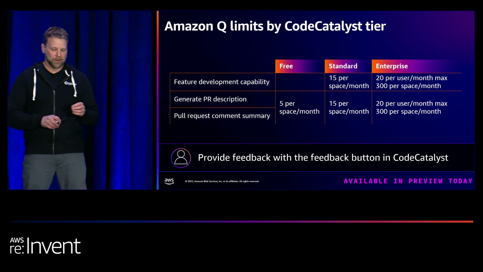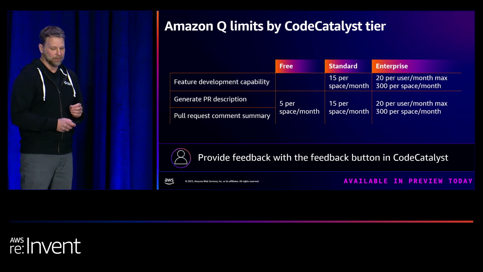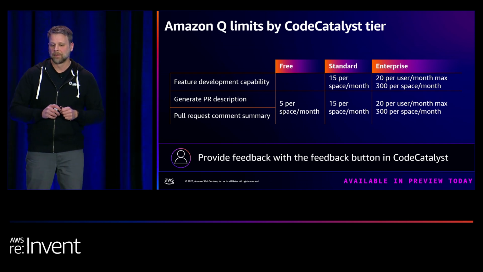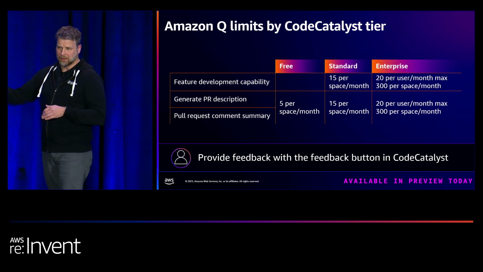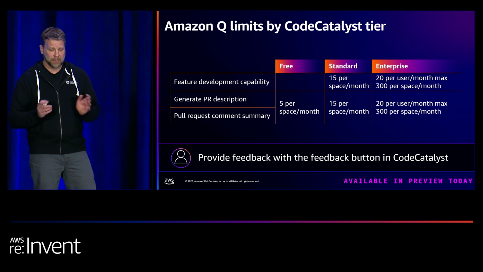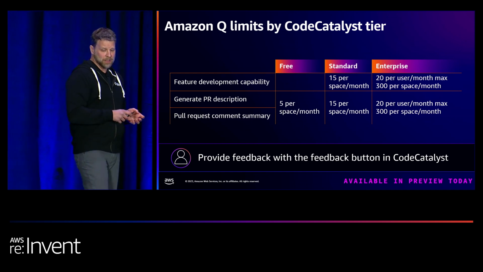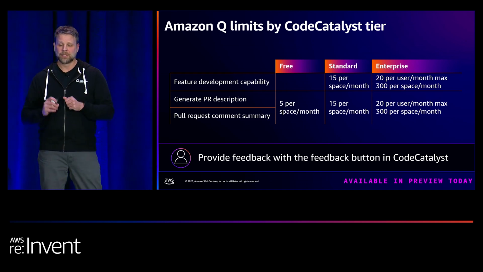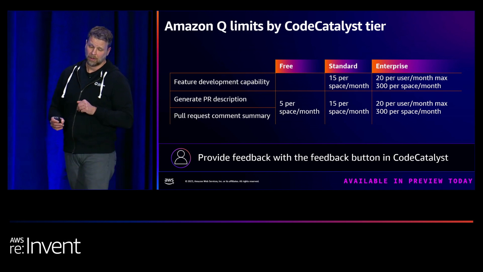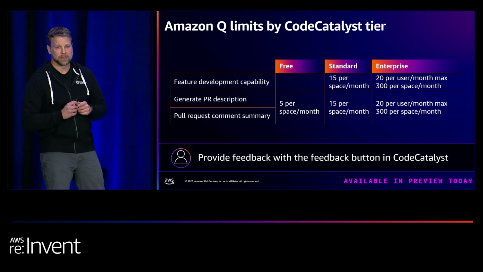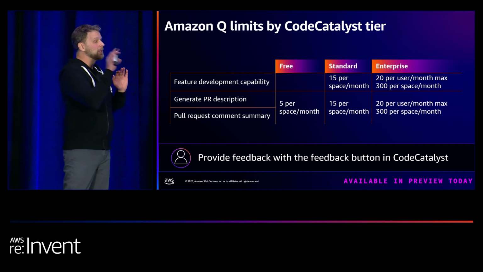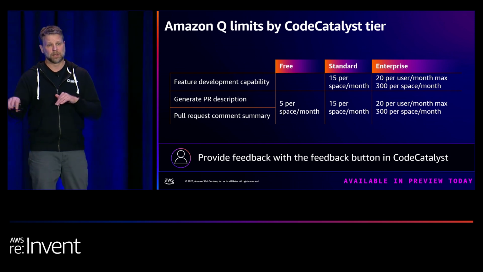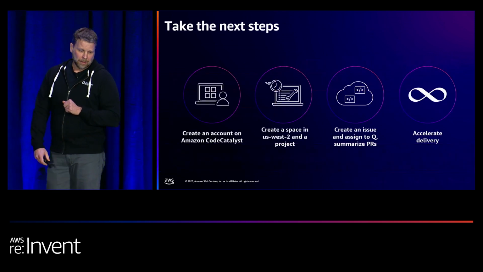So during the preview, Amazon Q and CodeCatalyst will be provided for no extra charge. And after the preview, it will be included in the Amazon Q Builder package. For the feature development capabilities that Doug showed you, those are available in our standard and enterprise tiers. The standard tier spaces get up to 15 generated PRs a month, and the enterprise customers will get up to 20 generated PRs per user per month, with a max of 300 PRs in each of the enterprise spaces. Please keep in mind, these are in preview, and they're available only in US West 2. So if you're going to go to CodeCatalyst and create a space, make sure you do it in US West 2.